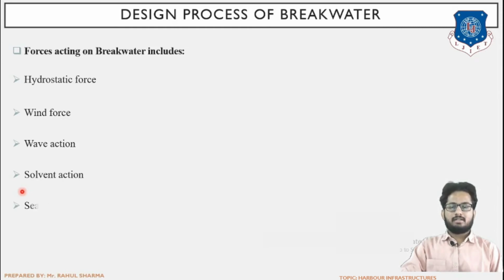Next are sea insects. Sea insects can cause undermining or can damage the breakwater from beneath, that is, from the end point. So we need to be aware of how much effect or impact sea insects will have on the breakwater.